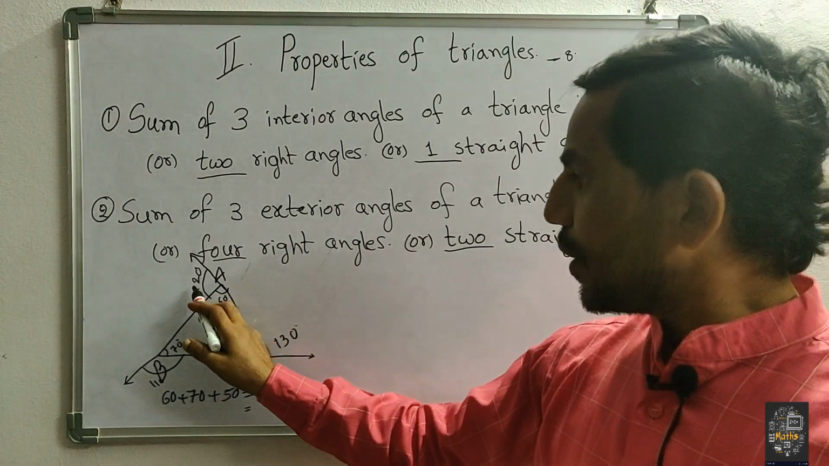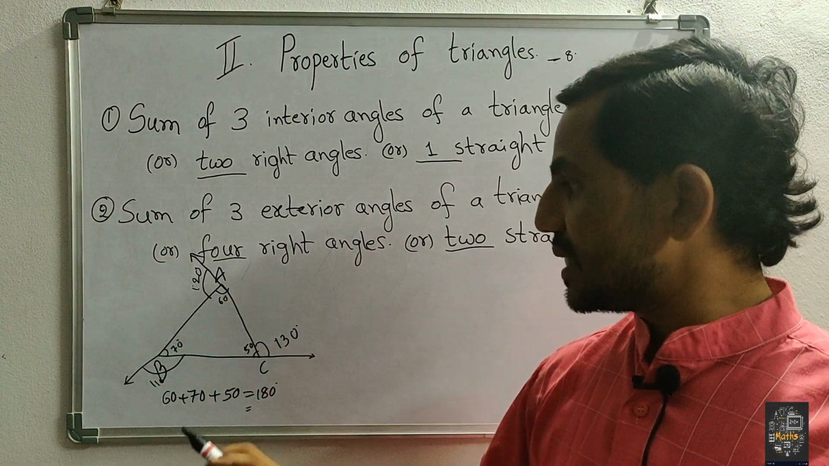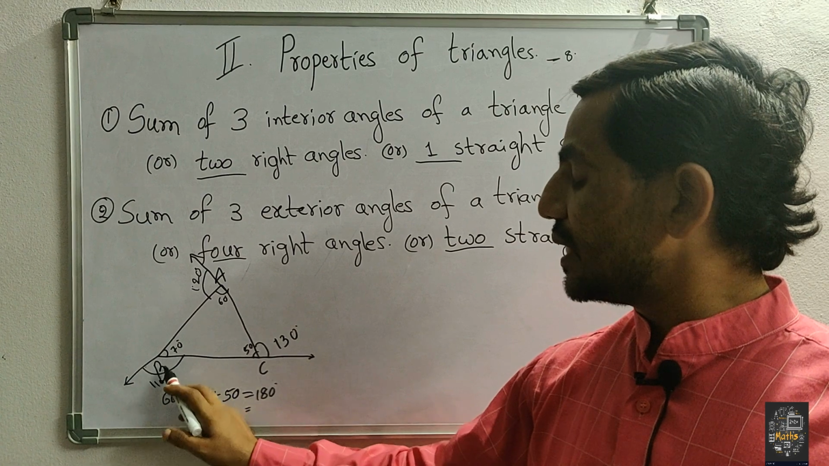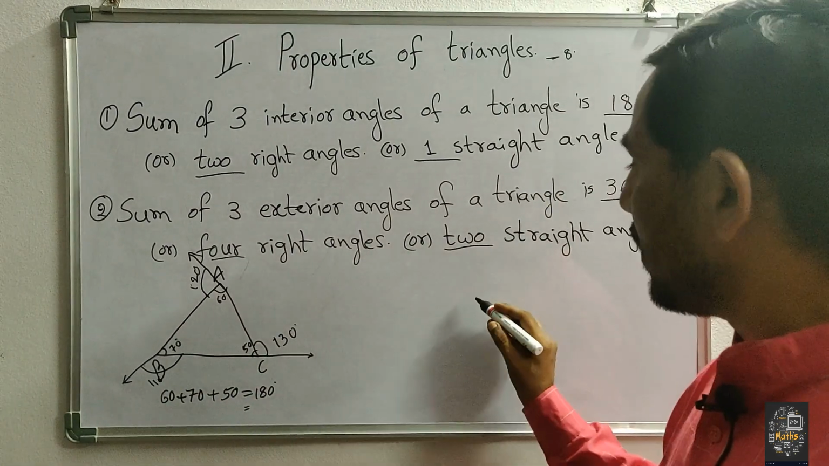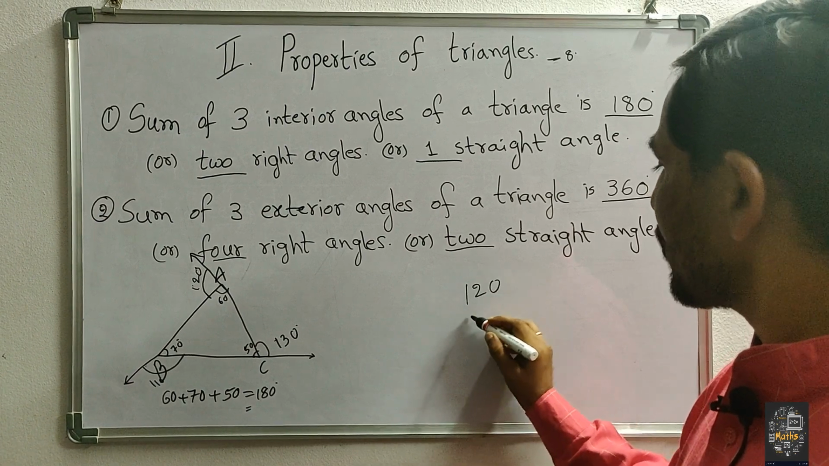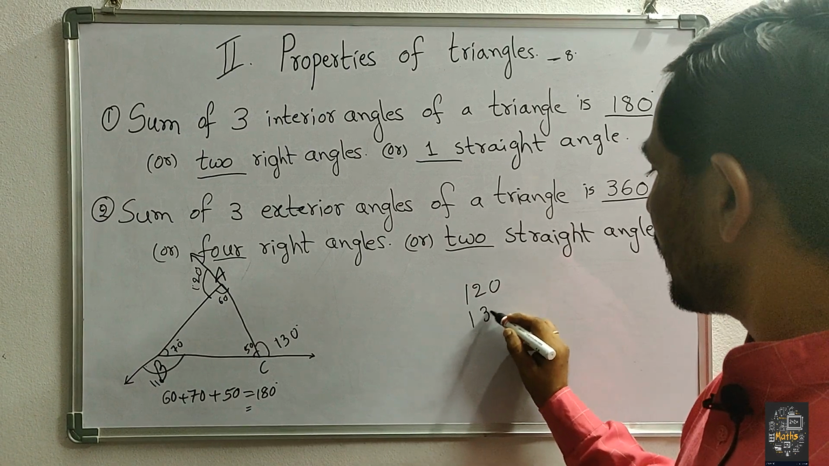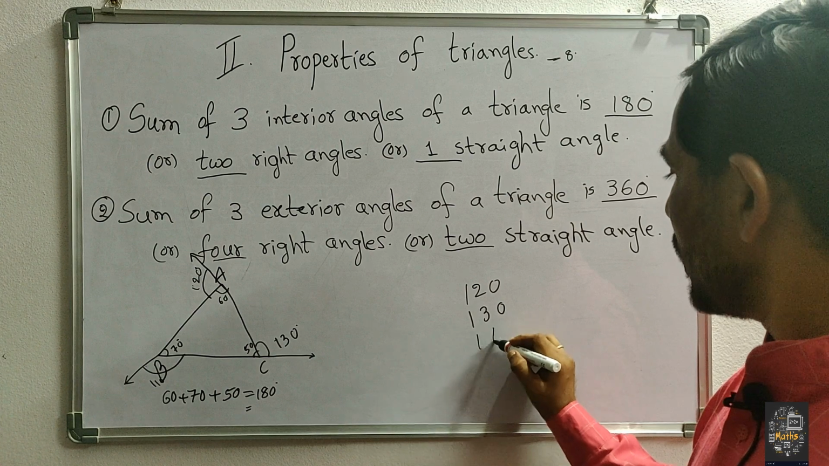So here 120 degrees is an exterior angle, 110 is an exterior angle and 130 is an exterior angle. I will add 120 plus 130 plus 110.